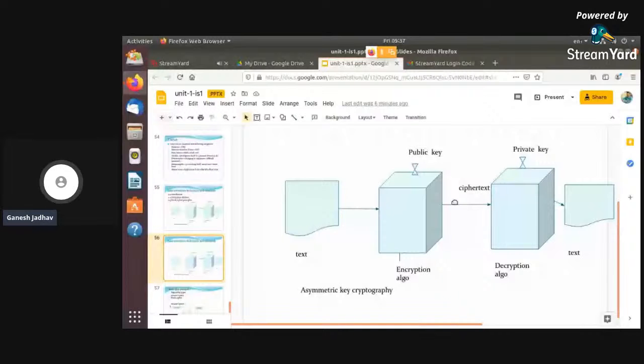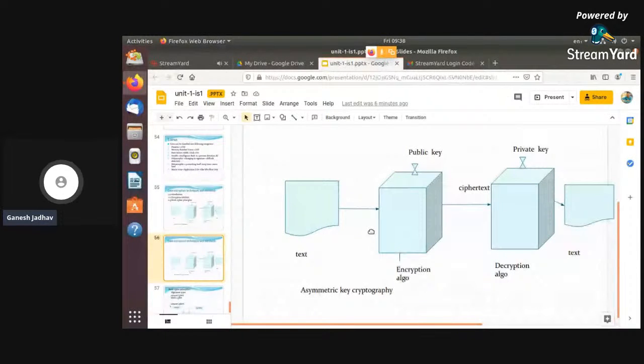This is your plain text, and you convert it into the ciphertext by using the encryption method. For the encryption process you require the public key. When the encrypted message goes to the destination, in the decryption process they use the private key and get the actual message. So it is called asymmetric key cryptography.